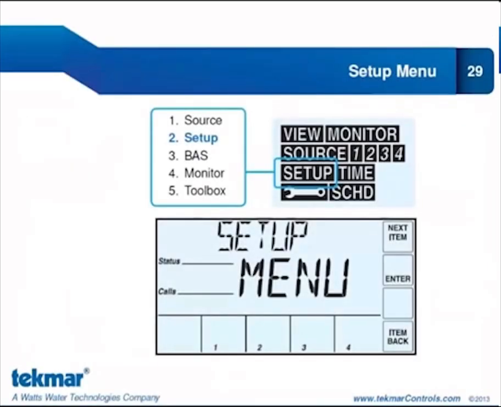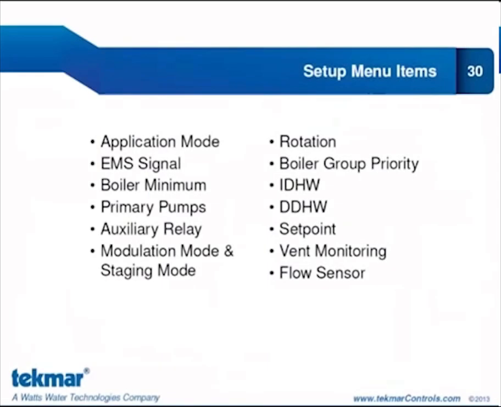So those covered the settings that we can see in the source menu for each of the boilers. Now we're coming to the setup menu, and that's the other menu that we saw in the essential settings for each of those applications. This is where the bulk of the system configuration takes place. The items we're going to cover in the setup menu are items that are new to the 284. We're going to look at application mode, EMS signal. We're going to look at boiler minimum and how it applies that boiler minimum only to boilers that need one.